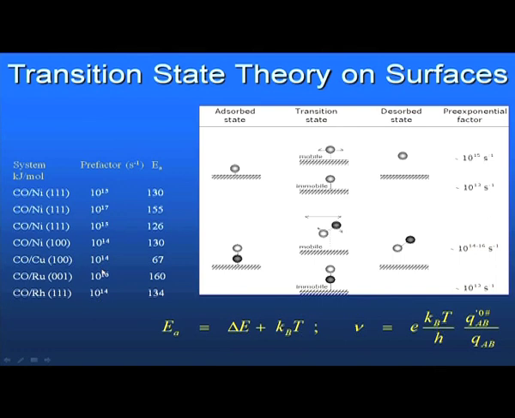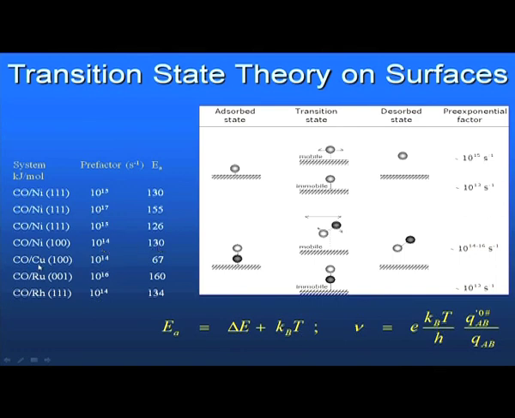Okay. So, in the first case you see that when carbon monoxide is adsorbed onto the nickel 111 crystal plane, it has got the pre-exponential prefactor of 10 to the power 15, it is high, and energy of activation is 130. For nickel 111, it is 10 to the power 17 and 155. Then there are various options you can have. Then carbon monoxide nickel 110, you see that 10 to the power 14 and it is 130.